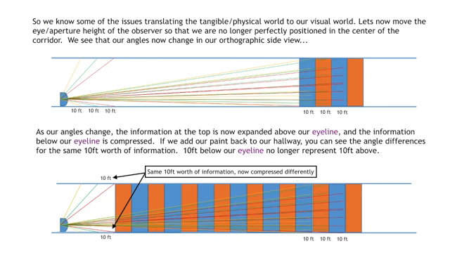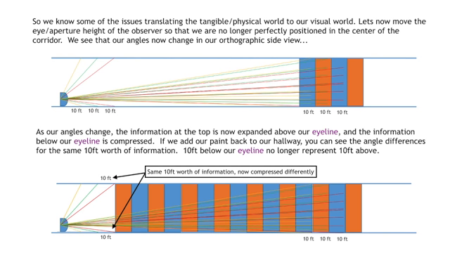So we know some of the issues now translating the tangible physical world to our visual world. Let's now move the eye or aperture height of the observer so that we are no longer perfectly positioned in the center of the corridor. And we see that our angles now change in our orthographic side view. So our lens is now moved lower to the ground, and you can see that the angles that are coming off the same exact objects or paint along the walls are now differentially compressed.